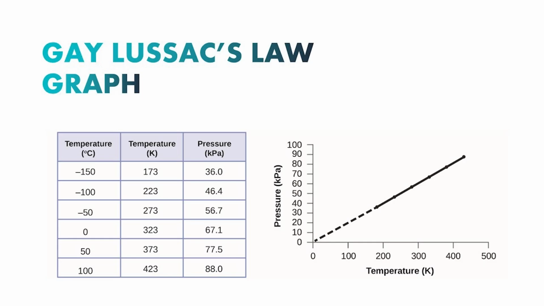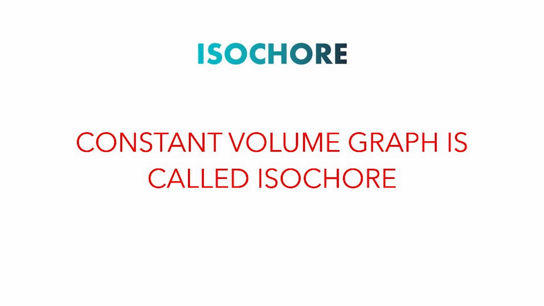As in the case of Boyle's law and Charles' law, we have to try to draw a graph for this Gay-Lussac's law also. This graph is connecting pressure versus temperature, and we know that pressure is directly proportional to temperature. So the graph will look like this, and we can find that the graph is plotted at constant volume. A graph plotted at constant volume can be called an isochore.